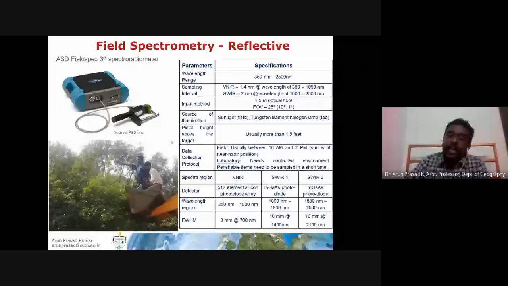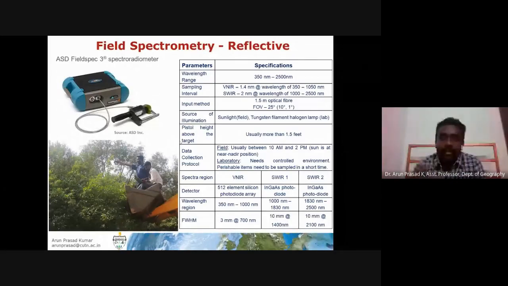This is the ASD FieldSpec 3. It is not an imaging spectrometer, so it does not give an image. It actually gives an X and Y axis, where X is wavelength and Y is reflectance.